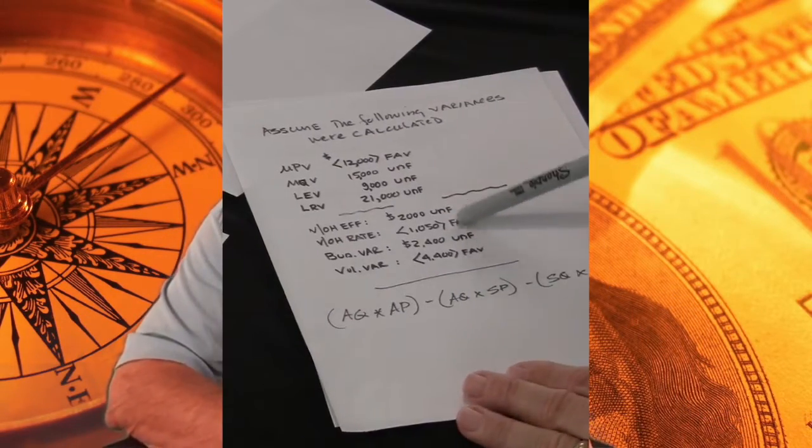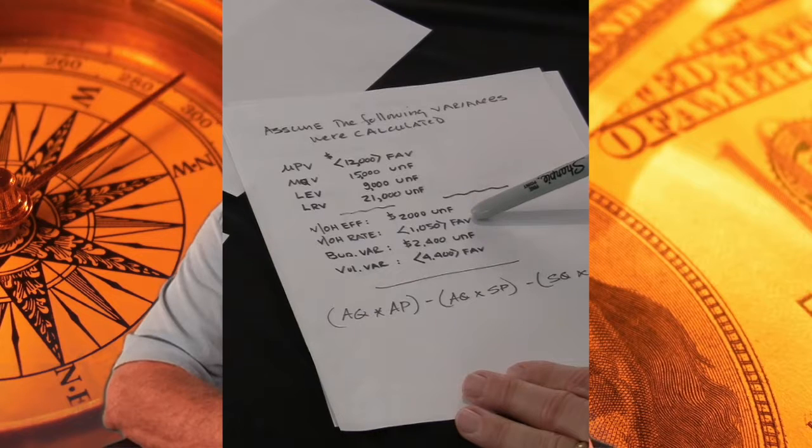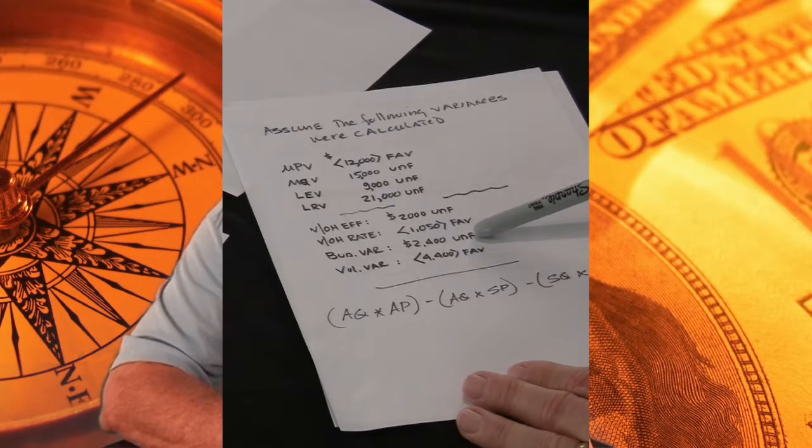This $1,050 is, in fact, the net amount of these 4 variances: the $2,000 unfavorable variable overhead efficiency variance, the $1,050 favorable rate variance, the $2,400 unfavorable budget variance, and the $4,400 favorable volume variance. When we close those out, because this is going to be closed, we are going to debit the overhead account, and we're going to credit COGS, thus lowering COGS.